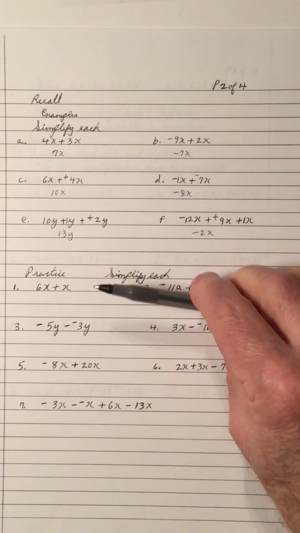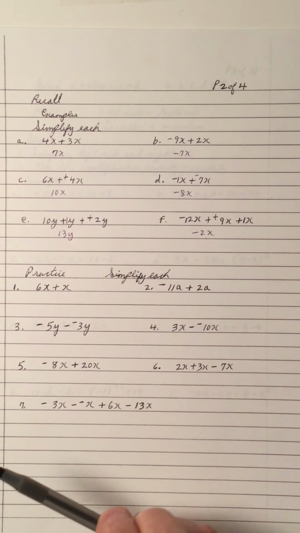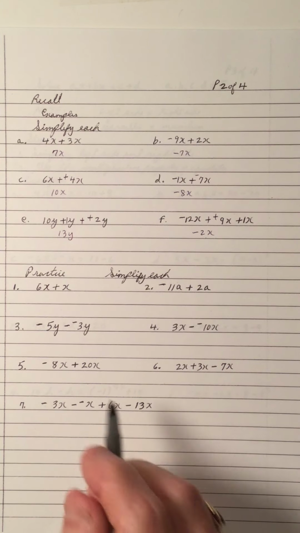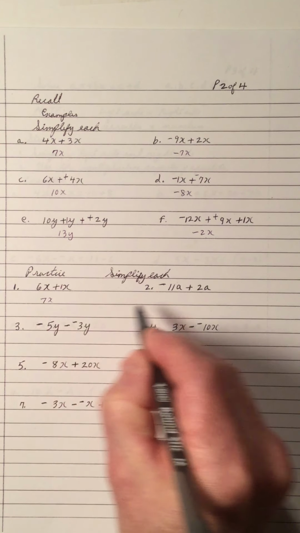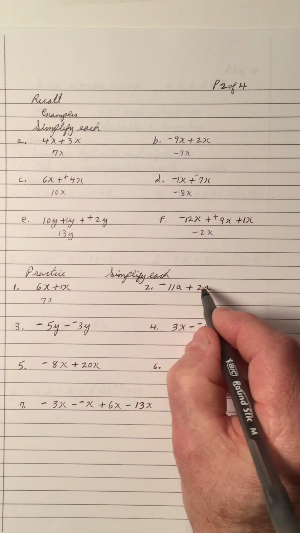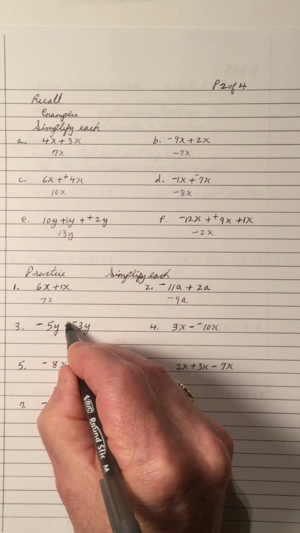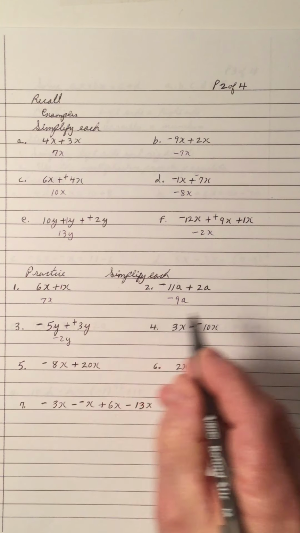Practice means pause the video and work these out. We did plenty of those when we did the section on monomials, but again, practice doesn't hurt. That's a 1, so 6 and 1 makes 7x. Negative 11 plus 2 is negative 9x. Double negative is a positive. Negative 5 plus 3 is negative 2y.